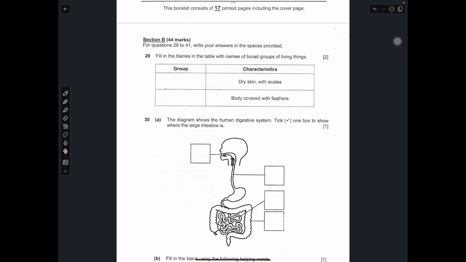I'll be going through Pei Chun P4 end of year paper. This paper is written in 2023. So question 29, fill in the blank with the tables with the name of the broad groups of living things.